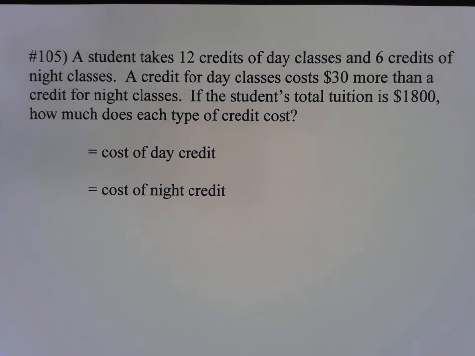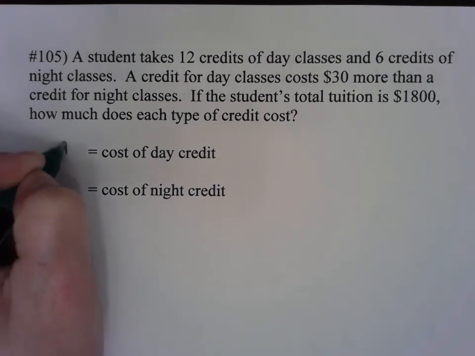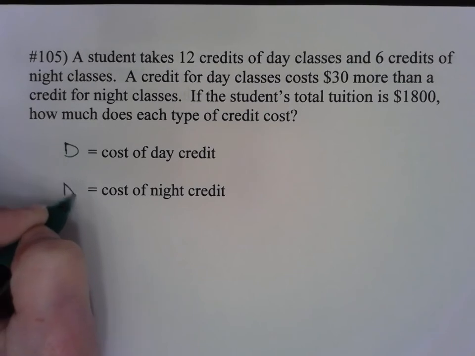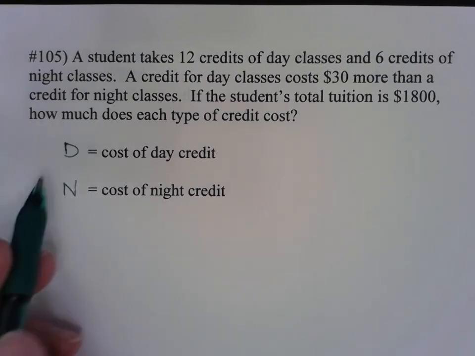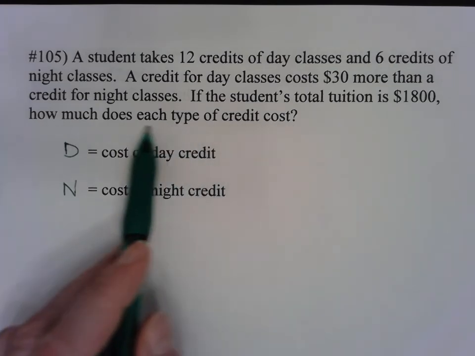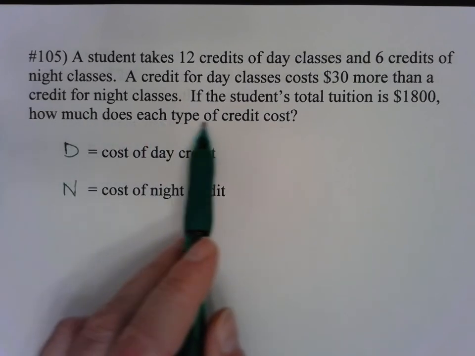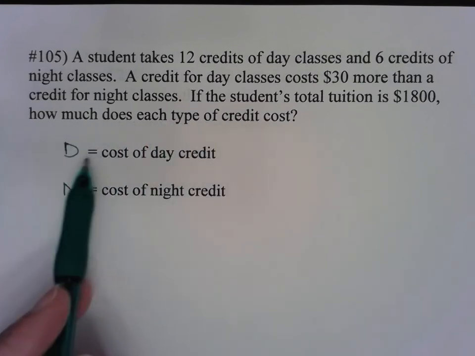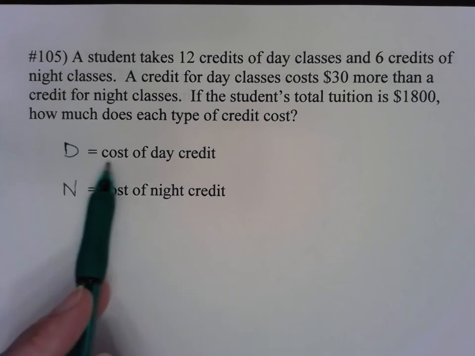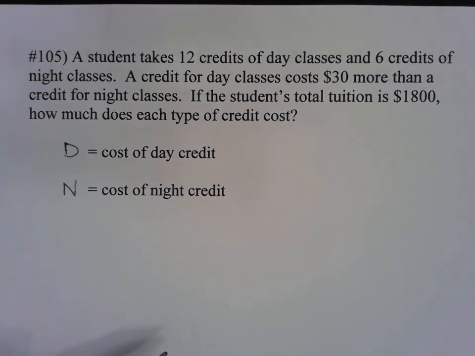Okay, so again, we're going to practice by using two variables. So why don't we do D for day credit and N for night credit, right? And for these variables, we look at what the question asks. How much does each cost, right? And so when we set up our variables, it needs to represent what we're being asked to find. I don't know the cost, so I need a variable for that.